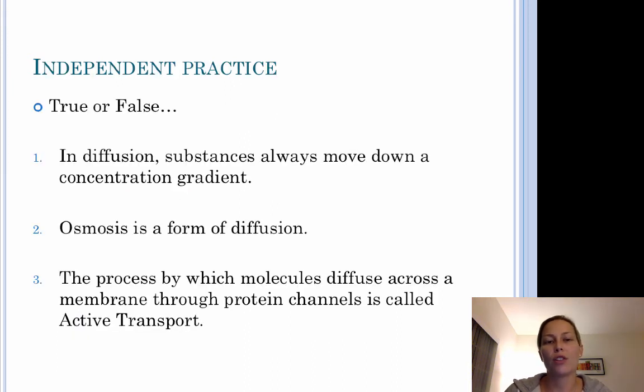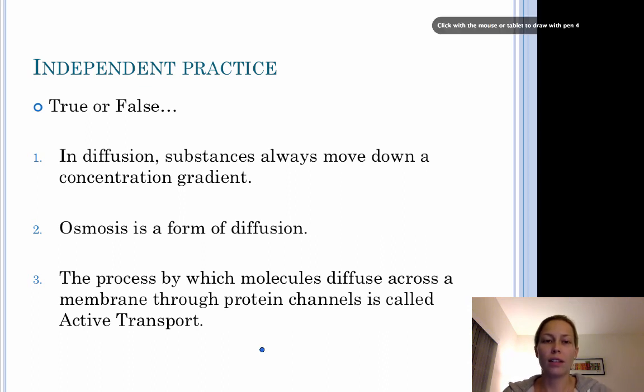Take a moment to answer the following questions, whether or not these statements are true or false. Statement number 1 is, in diffusion, substances always move down a concentration gradient. Statement number 2, osmosis is a form of diffusion. And statement number 3, the process by which molecules diffuse across a membrane through a protein channel is called active transport. So take a moment right now to identify whether or not each statement is true or false.